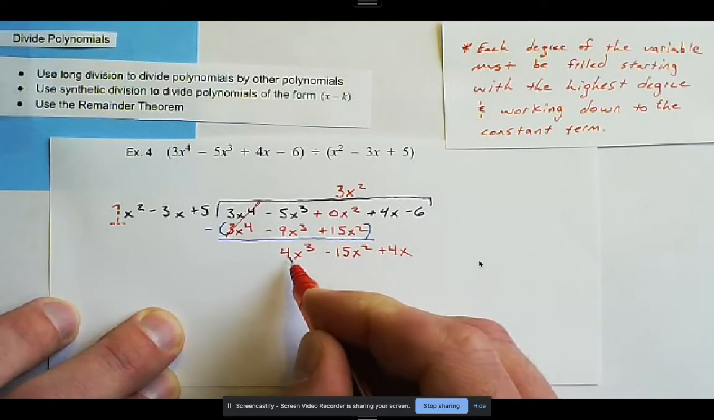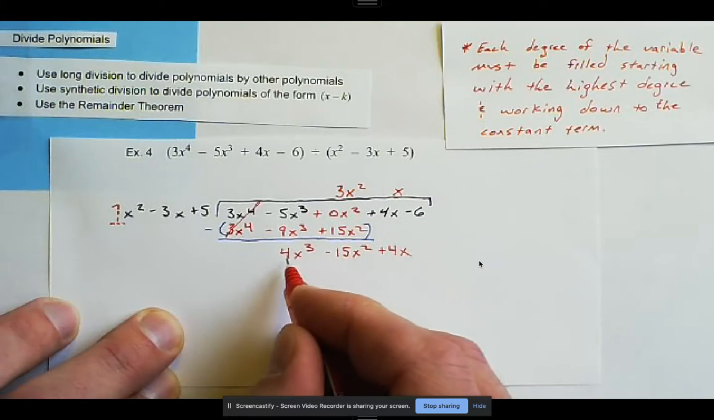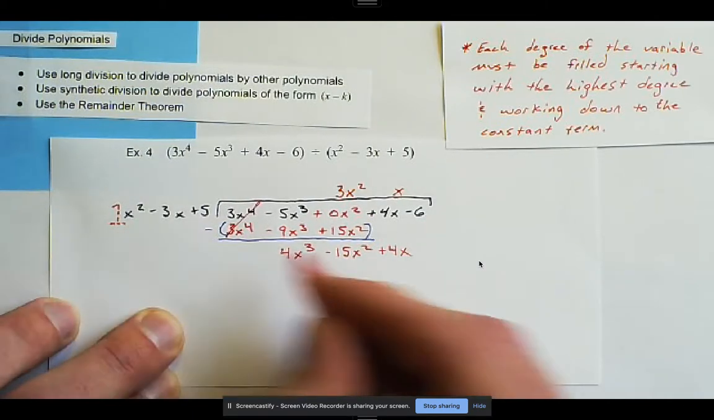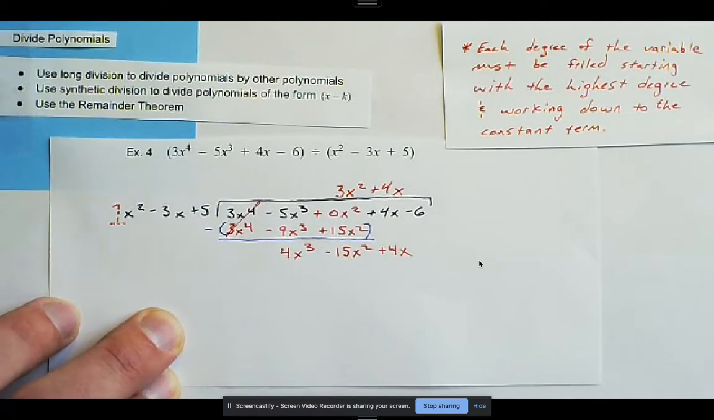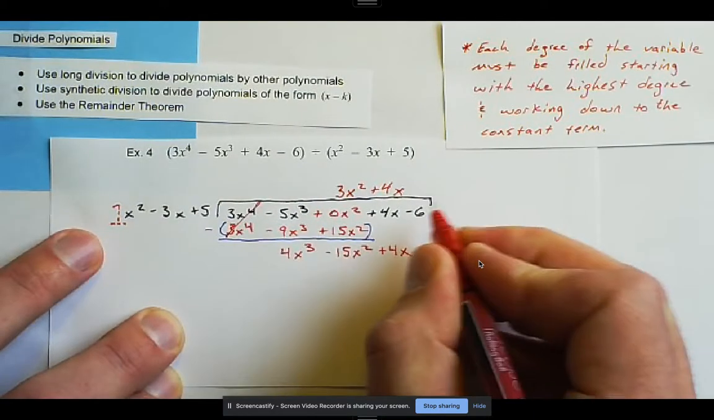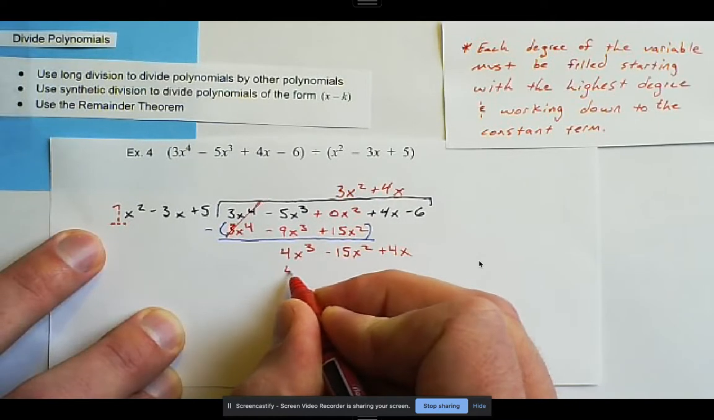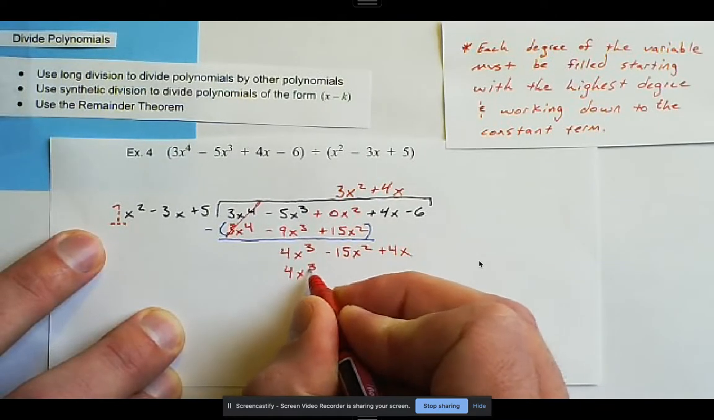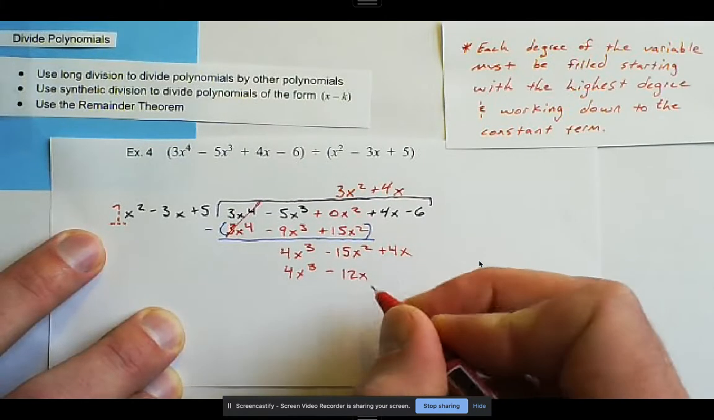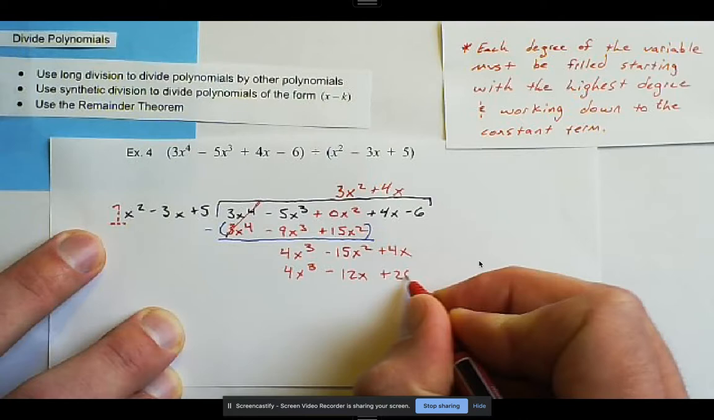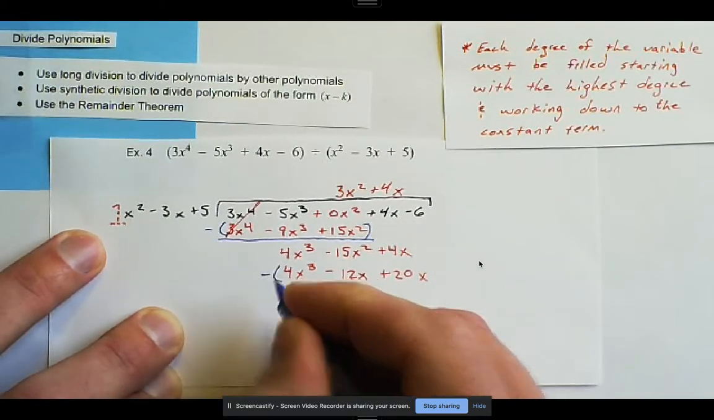Again, we want our lead coefficient to cancel out. We have an x squared, so we have to add an x. And we have 4, and we need to make 1 become 4. So we're going to make that a positive 4x. And then we multiply across. And we get 4x cubed minus 12x squared plus 20x.